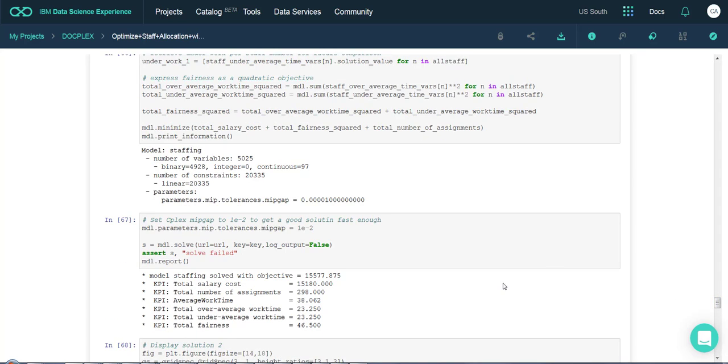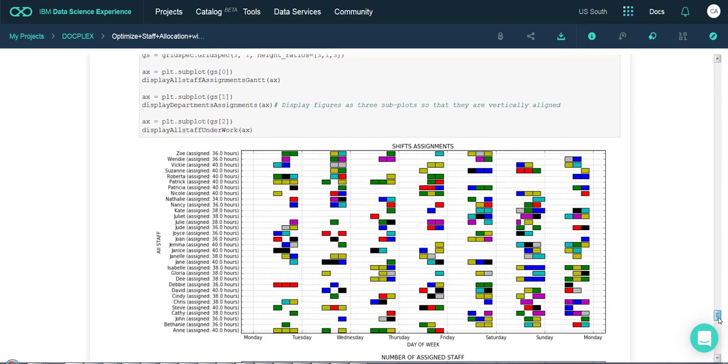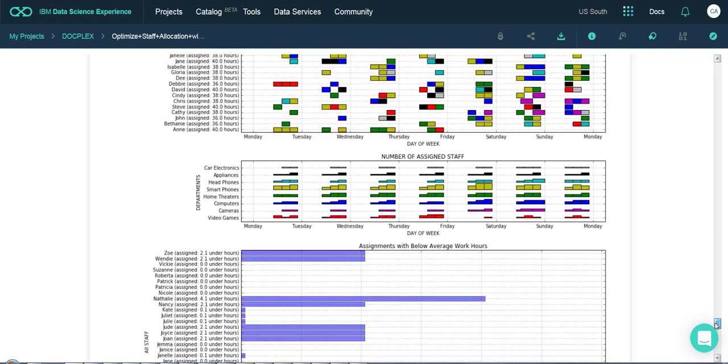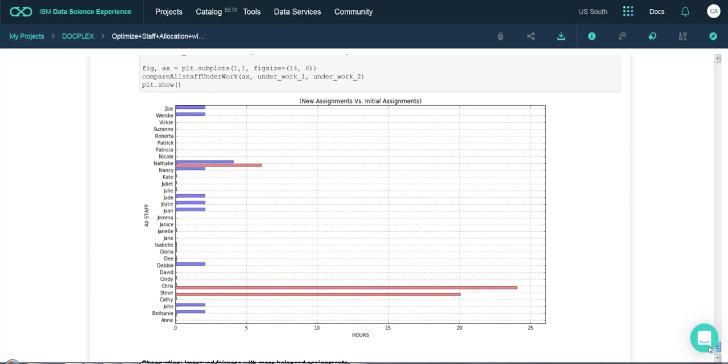Once the model is redefined, we can invoke the optimization engines again. This generates a new set of assignments. Here are the visualized results. We can see the new staff assignments averaging around 36 to 38 hours. If I compare the two solutions, I can see the assigned hours below the average level are very evenly distributed across the staff for solution 2 in blue compared to solution 1 in red.